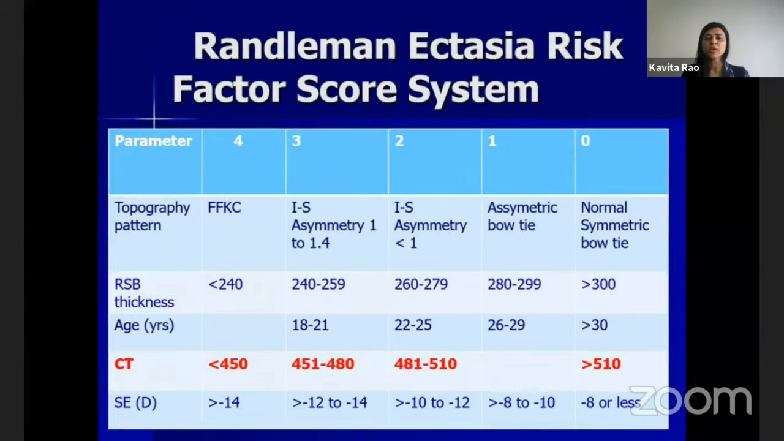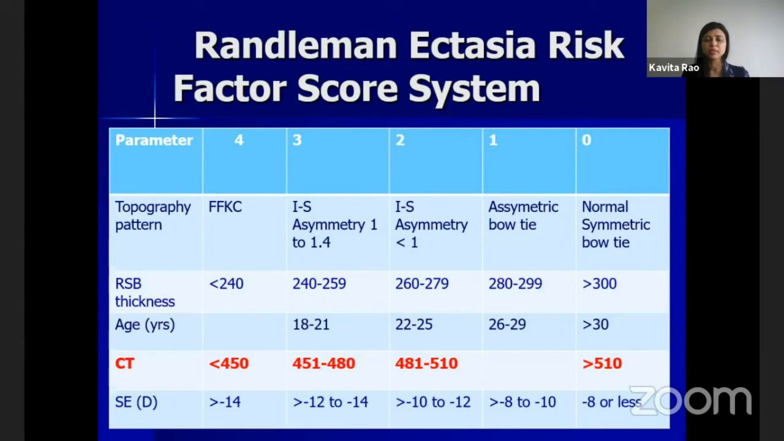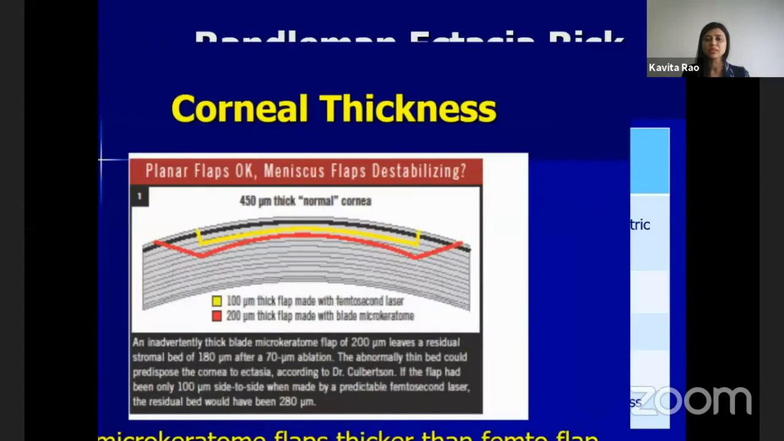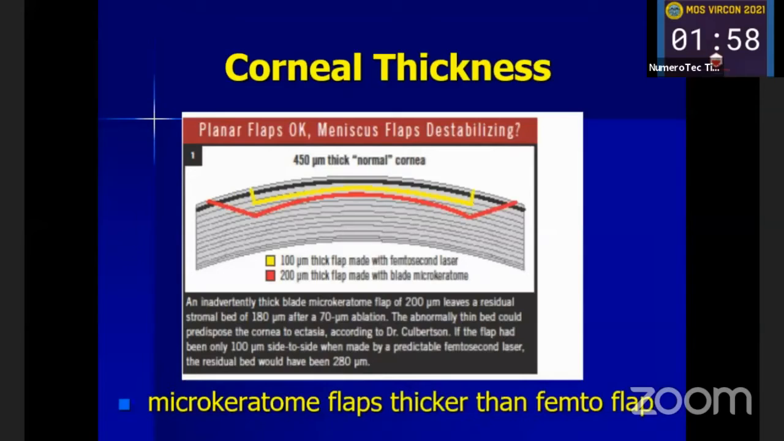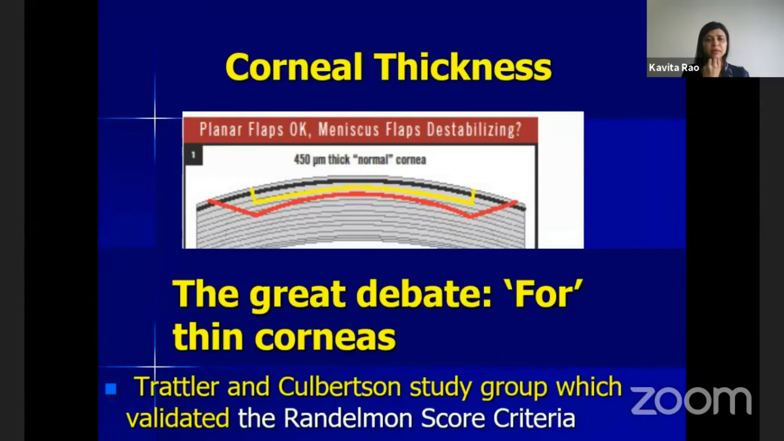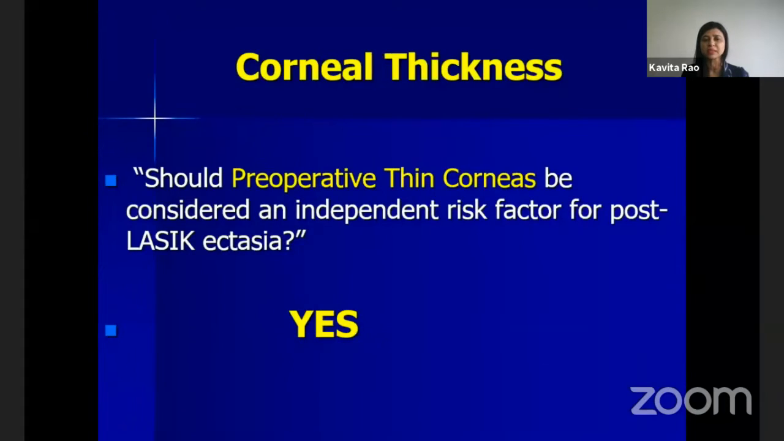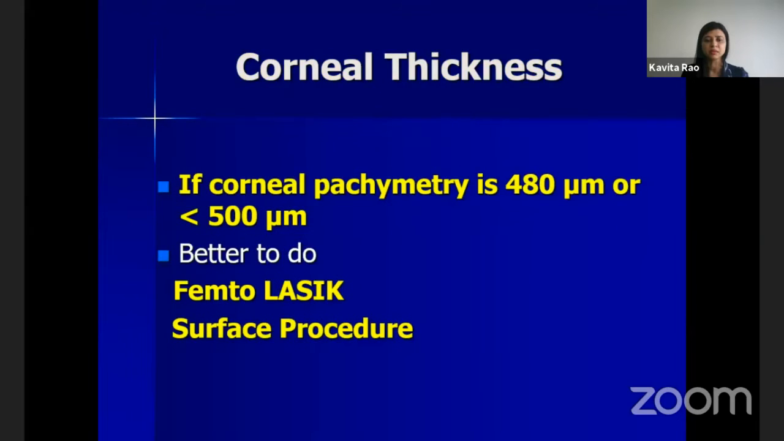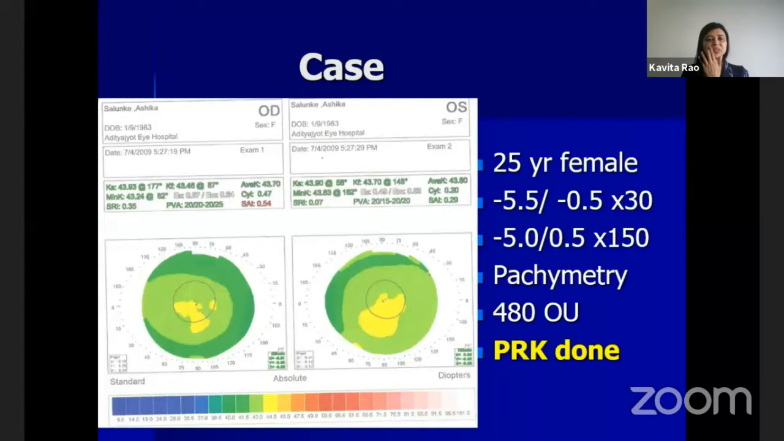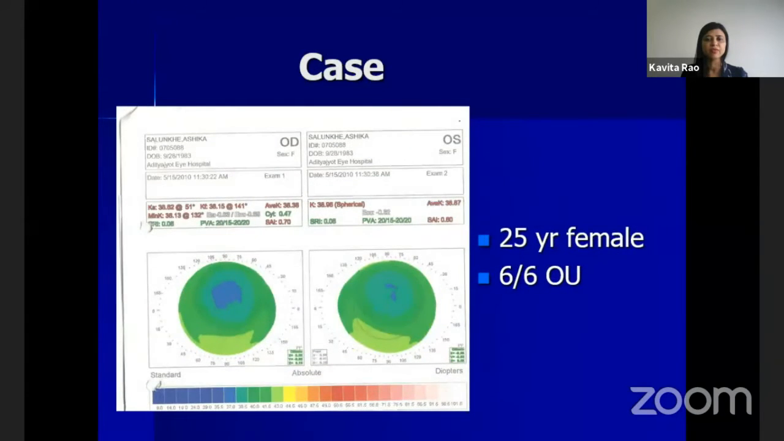So I think if you look at the published literature, you will see that if it's less than 480 to 500 microns, then there is an increased risk of ectasia. I definitely feel if it is less than 480, please do not do LASIK. You can go ahead with either a surface-based surgery, or you can go for a lens-based surgery. This was a patient again with just 480 and -5 where we did PRK and she's doing very well.